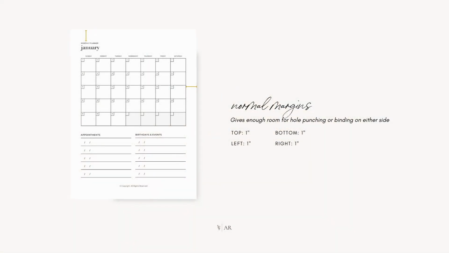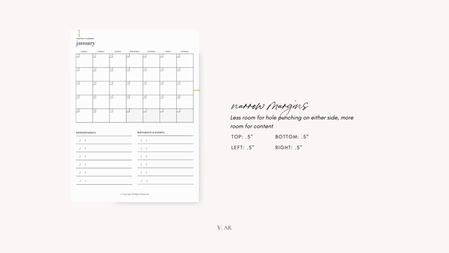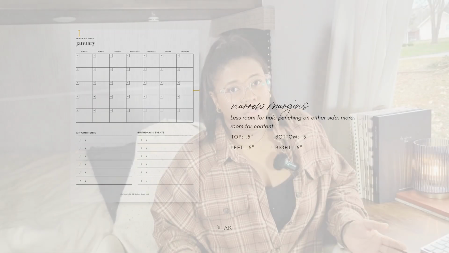So normal margins, which give you plenty of room on either side of the page for binding or hole punching, is typically 1 inch on the left and right side of the page as well as the top and bottom of the page. And narrow margins, which gives you less room for hole punching but gives you more room to fit more content on the page, is typically 1/2 inch on the right, left, top, and bottom of the page. Again, the margins you set will likely depend on the type of project you're creating, so keep in mind how your planner needs to function before you set it up.